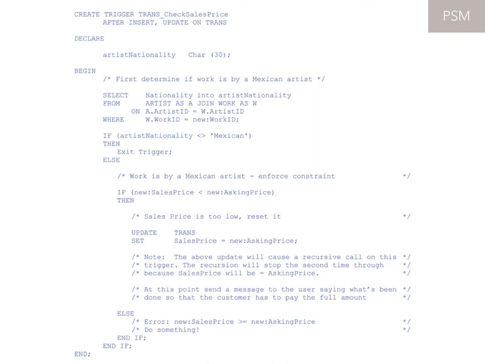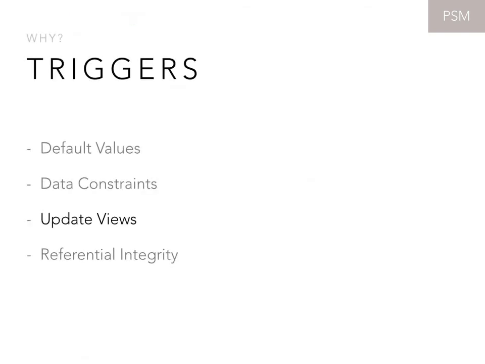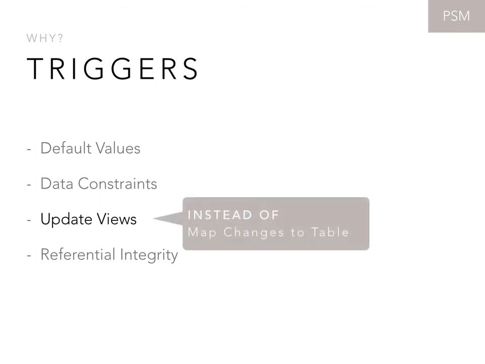This has something to do with if the artist's nationality is Mexican, then we have to do some special things to the asking price. Third reason is to update views. We saw that views are special, and they're not real tables, they're virtual tables. So when we update a view, instead of getting that change to the underlying table directly, we might have to apply some more complex logic.